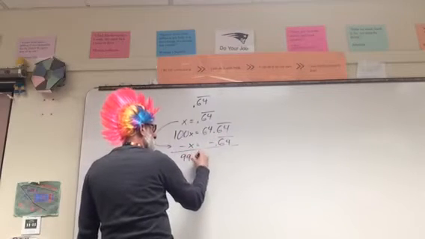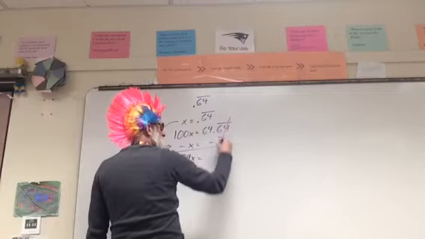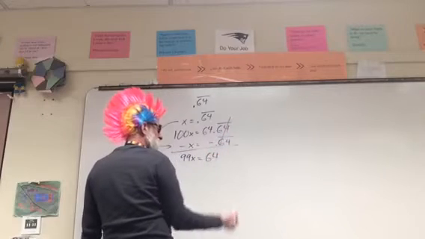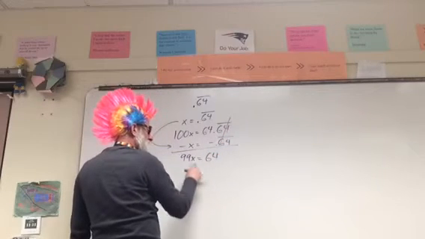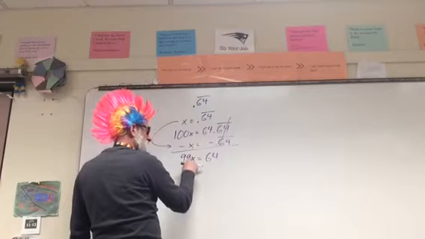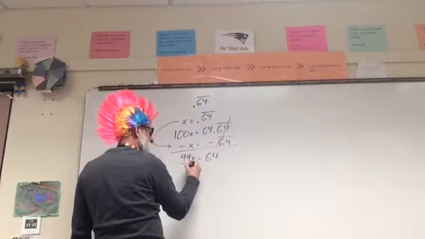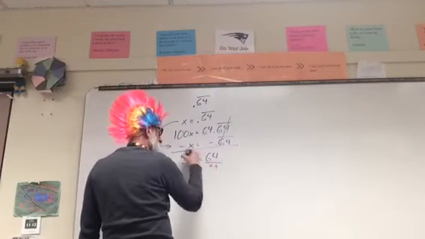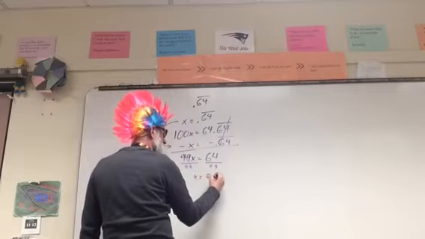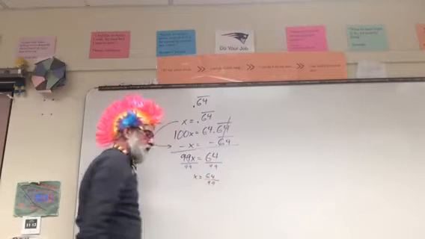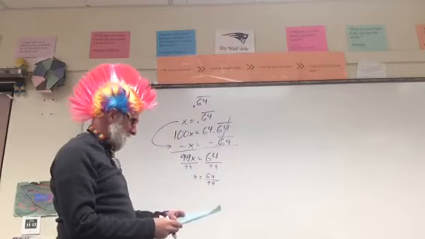That's going to give me a 99x over here. This side, those guys cancel out. All I'm left with is my 64. How do you isolate your variable? Opposite operation, the same number. Let's divide by 99 now. These guys cancel. The answer, everybody, is 64 over 99.